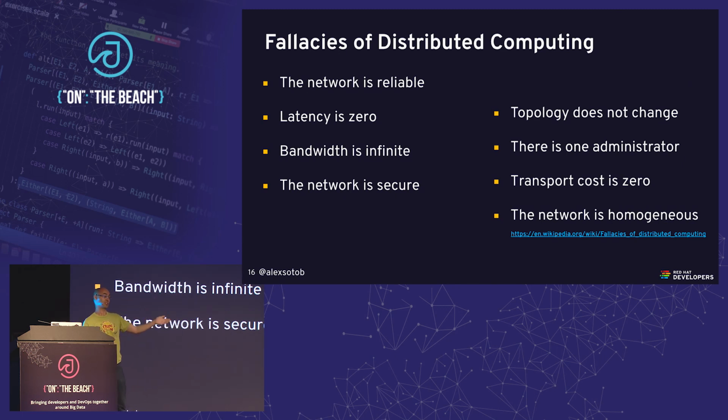The topology does not change. There is one administrator. Transport cost is 0. The network is homogeneous, right? These are all the things that we think as developers about the network. The problem is that, first of all, it's not like that. And second, what happens during a network outage? What happens when the application tries to reach another service and the service is not responding? Probably we are just looping there, waiting infinitely until this service is up and running.